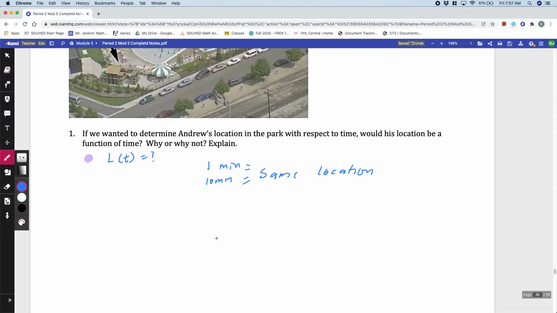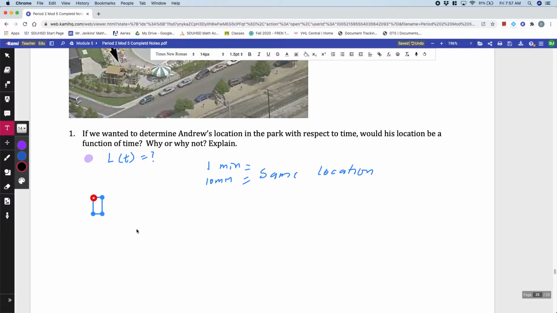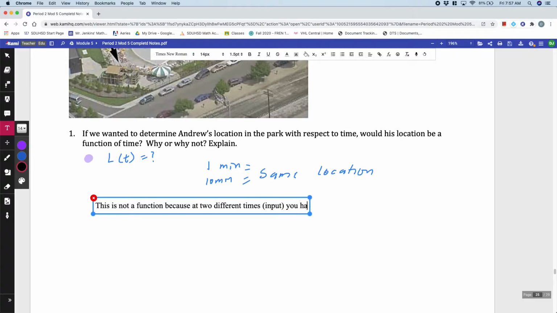I'll go ahead and type this so it's a little easier to read with my handwriting. So this is not a function because at two different times, which is your input, you had the same location, which is your output. That's what makes it not a function. Okay.